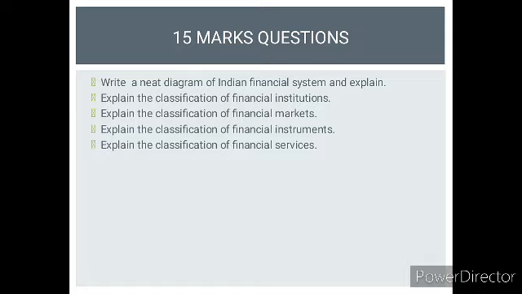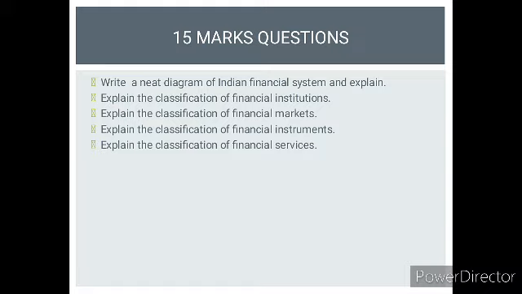And next they have asked, explain the classification of financial institutions. Financial institutions are of 2 types, banking and non-banking, and that you have to explain. Next, classification of financial markets. Again, financial markets are of 2 types, organized and unorganized. Again, in organized we have the capital market and the money market.